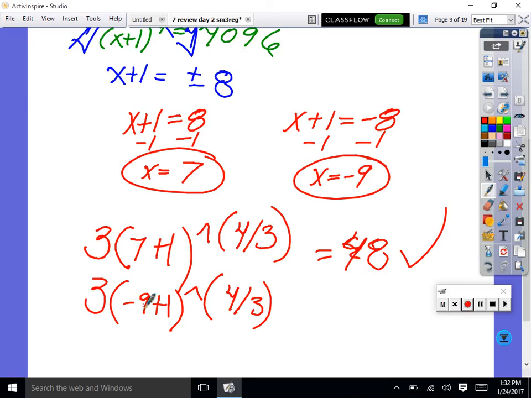Okay, now type that in. You've got to use parentheses just how I wrote it. It's 48, so neither of those happen to be extraneous. So we keep both of them.